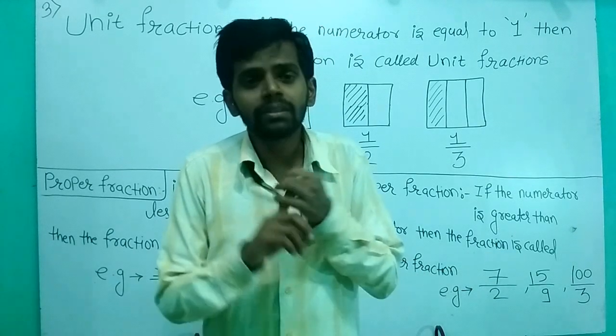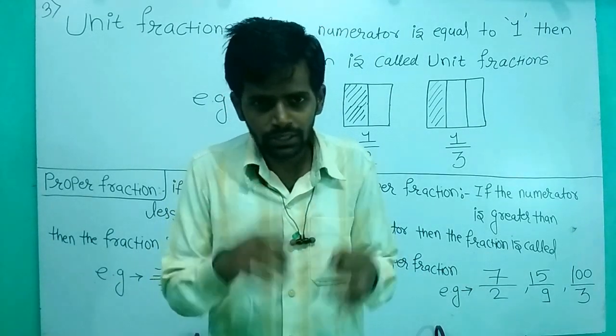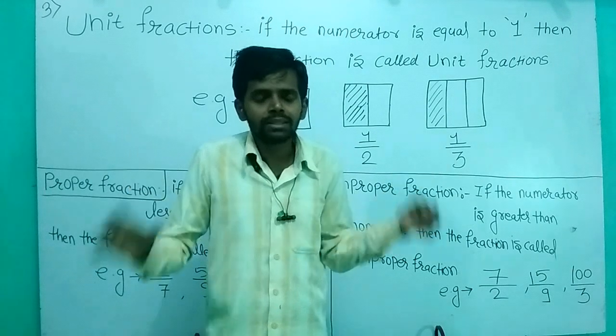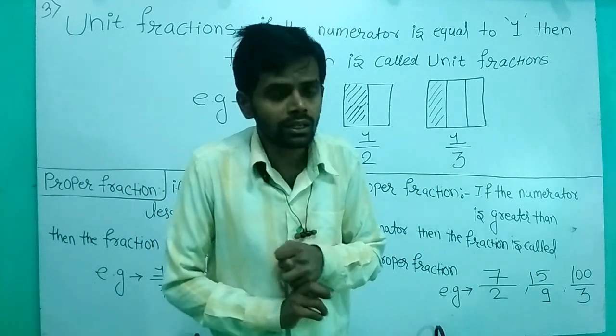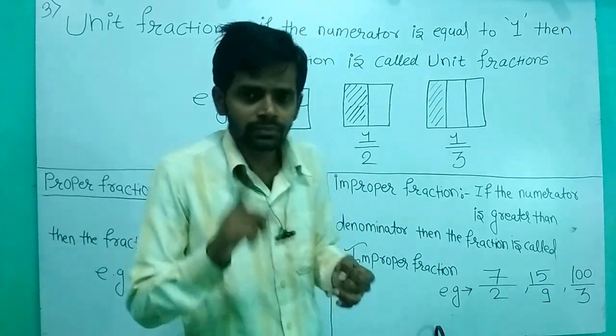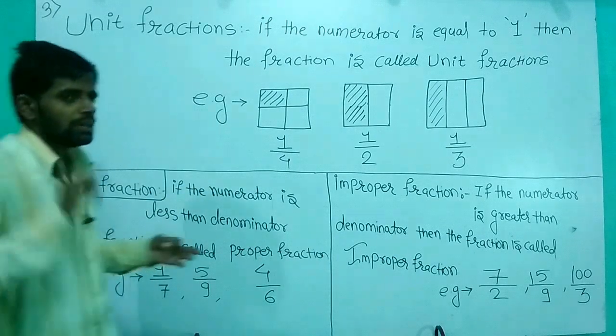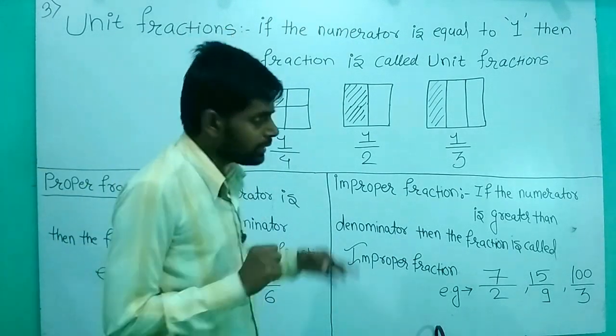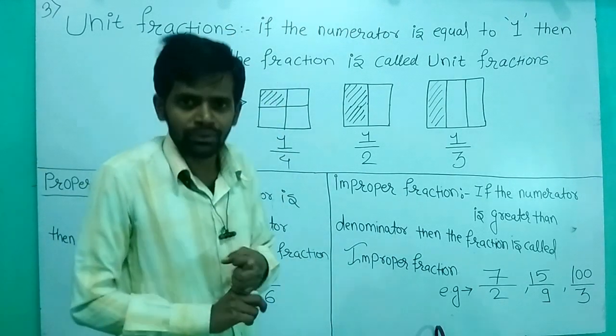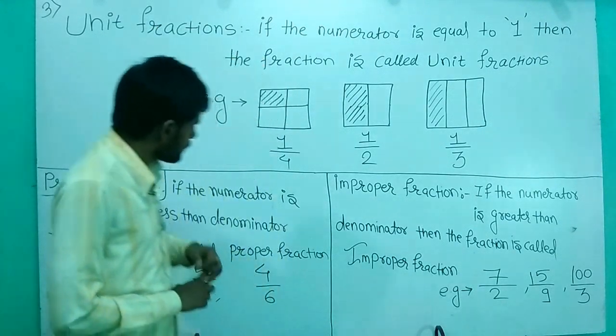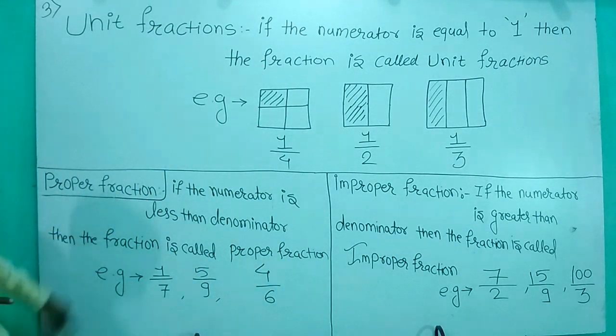So there are different denominators. Then it is an unlike fraction. Then there is a unit fraction, a fraction having the numerator 1 is called a unit fraction. वो unit fraction है. Then we will understand the proper fraction.